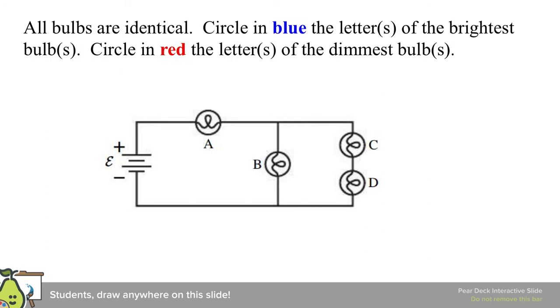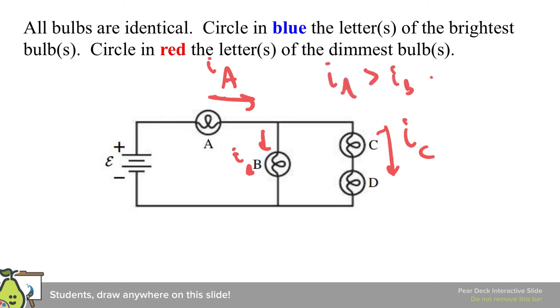We also look at this and say, well, by the current law, the stuff that's going through A splits into B, right? So we call this IA, IB, and I'm going to call it IC. And clearly IA is greater than IB, and IA is greater than IC. So A is going to be the brightest because it's getting the most current.